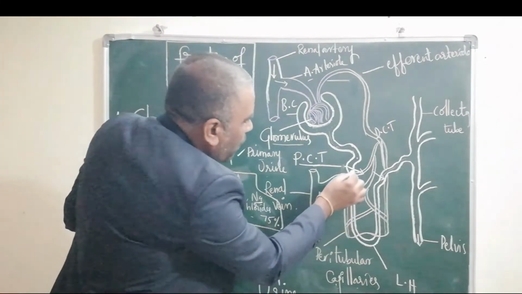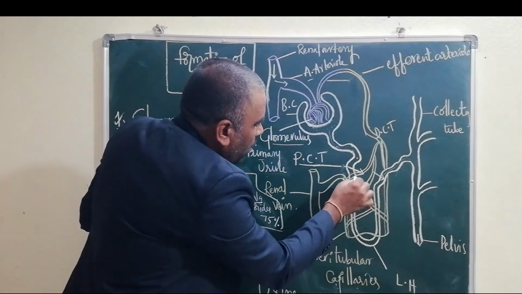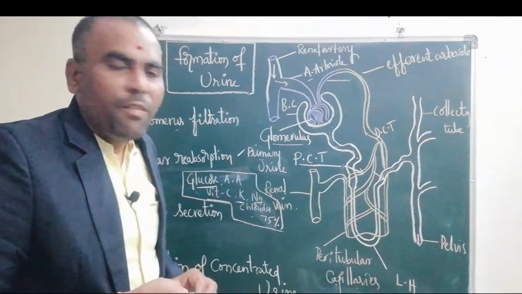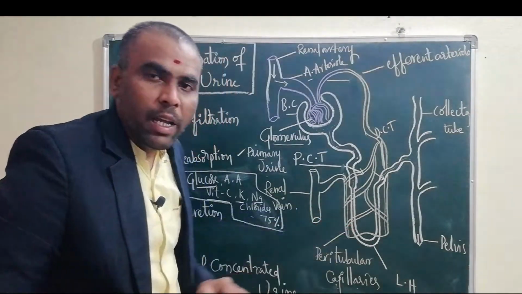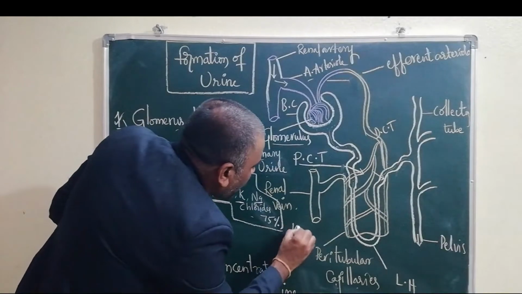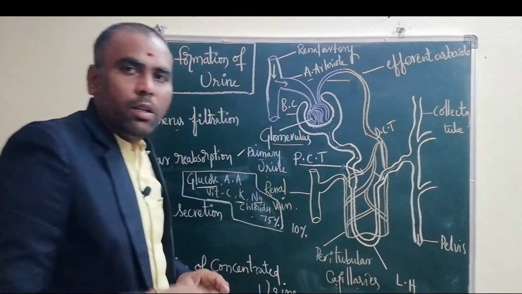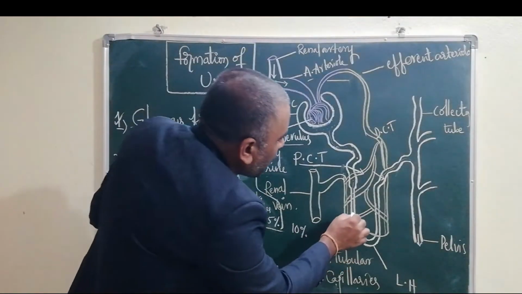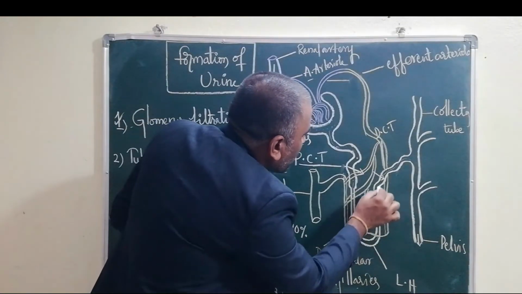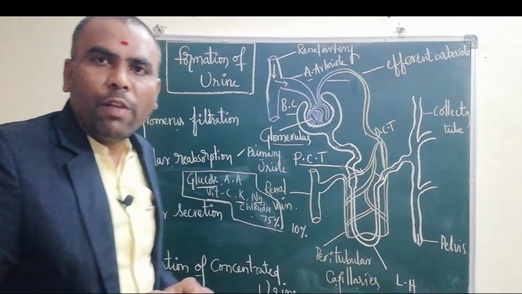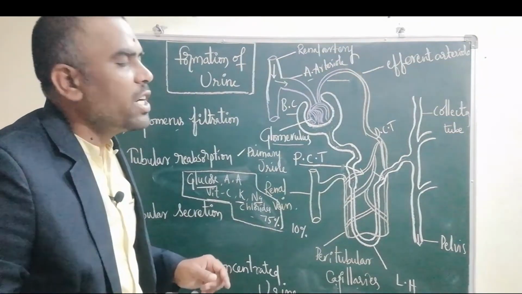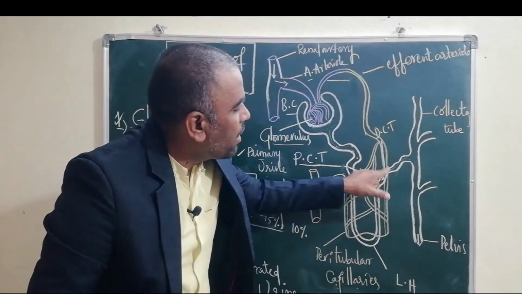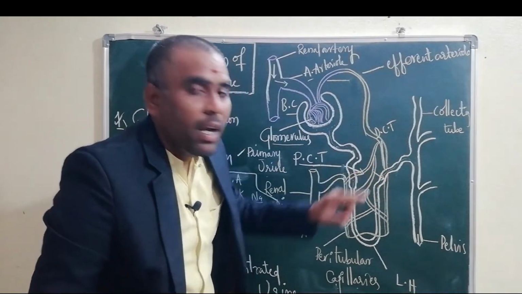Then next, from the PCT, the liquid part, nothing but urine, passes through the loop of Henle. When it passes through the loop of Henle, again 10% of water is filtered out through the process called osmosis. Then from the loop of Henle it goes to the DCT. What happens in the DCT? Secretion takes place, from the peritubular capillaries to the DCT.